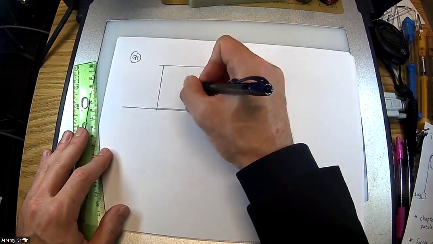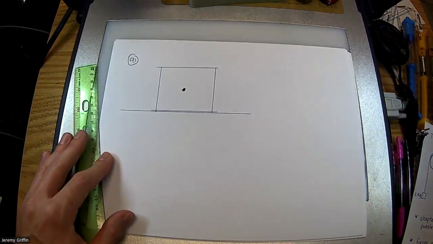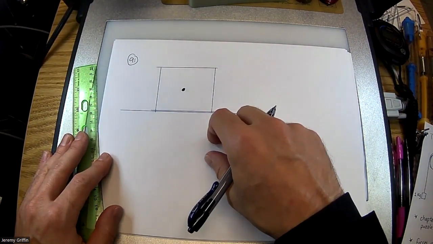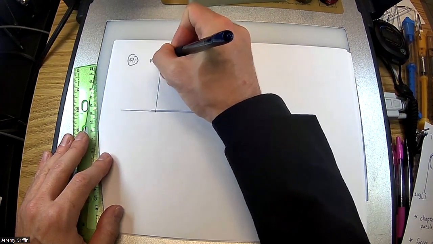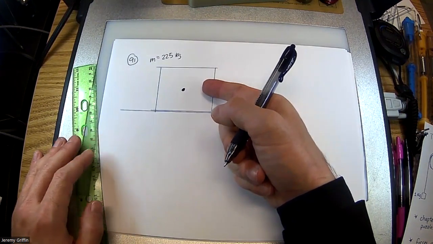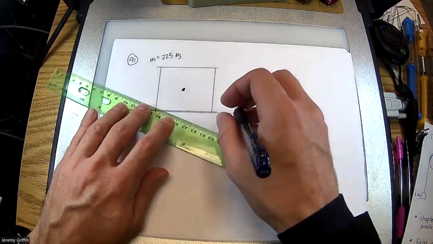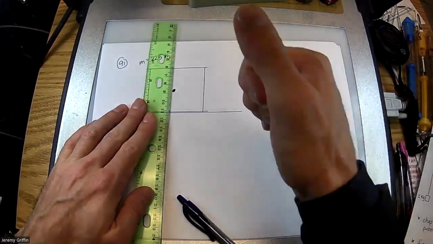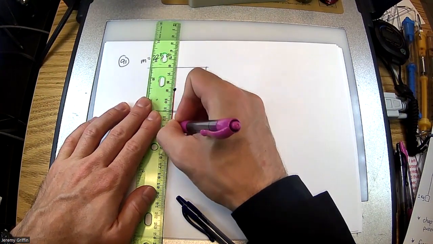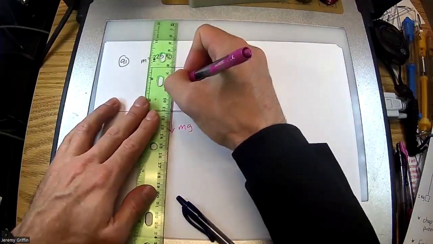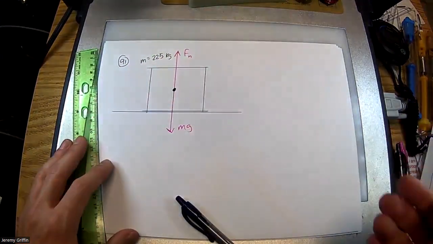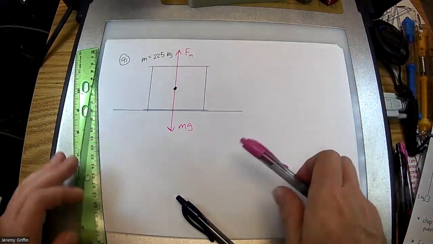So there's my crate, center of mass. Let's say I'm dragging it to the right. So mass is equal to 225 kilograms. That's the mass. I'm pulling horizontally. Actually, before I get to that, we draw the weight. I bet the weight's like 2,000 and something newtons. And I bet there's a normal force that's exactly balancing that out, because it's a level floor and we're not pulling up or down, so nothing crazy there.